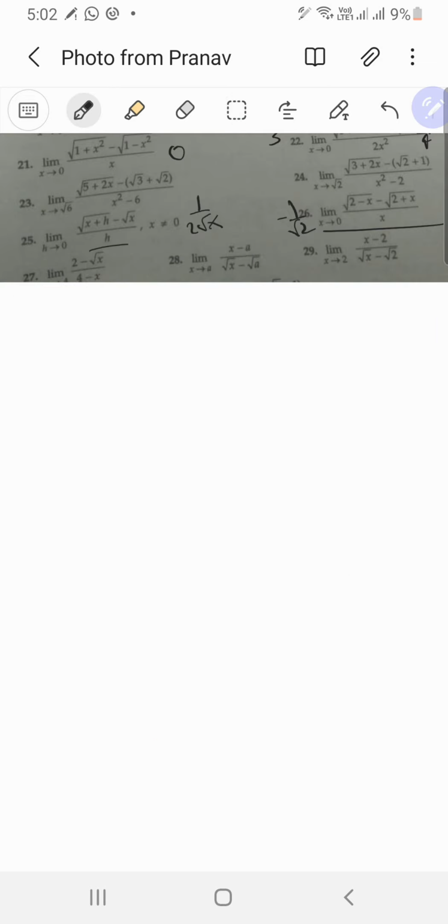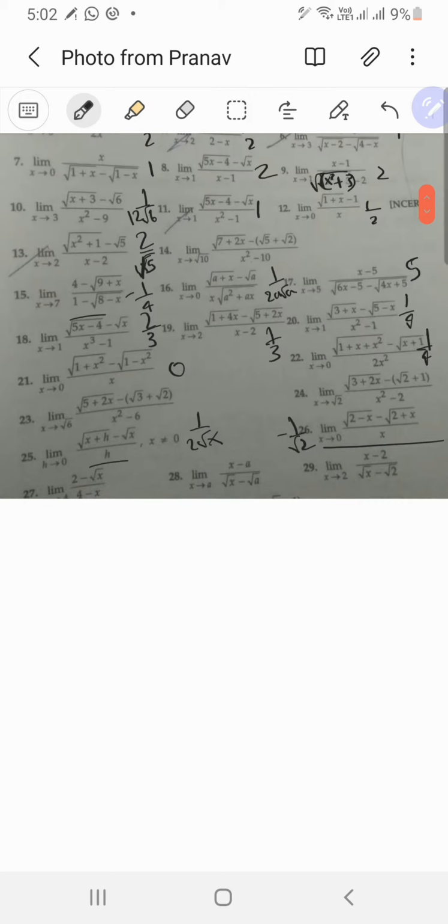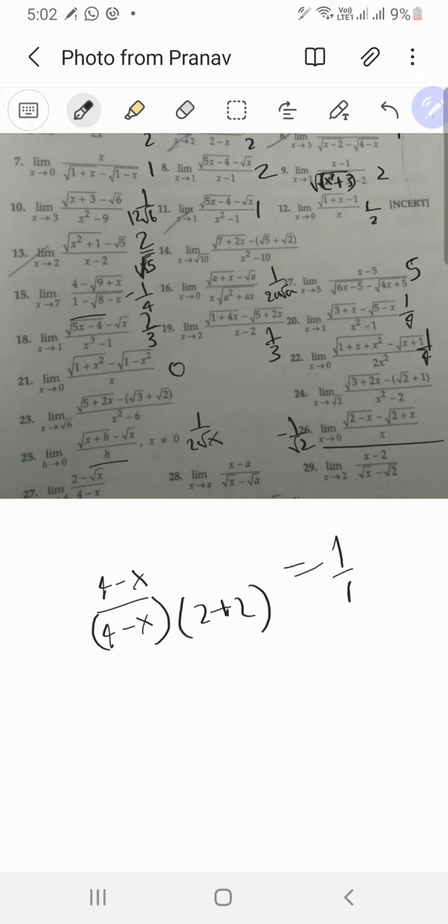Next question. Okay, x approaches 4. 2 minus square root of x upon 4 minus x. Yeah, rationalize this thing. 4 minus x upon 4 minus x, and then 2 plus square root of x, right? So 2 plus square root of 4, which is 2 plus 2. So this should be 1 upon 4. Next question.